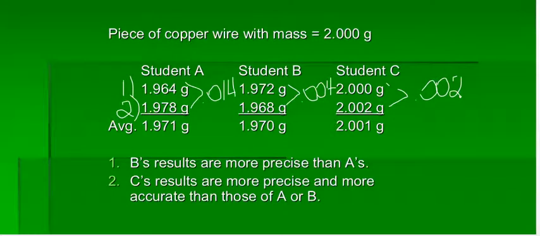0.002 grams. So B's results are more precise than A's because B's are more closely related to each other than student A's, but student C has better precision, the 0.002. Student C is also more accurate because the average is closer to the true value of 2.000.